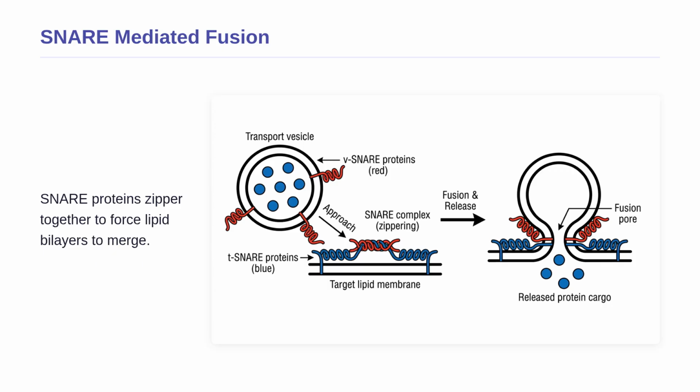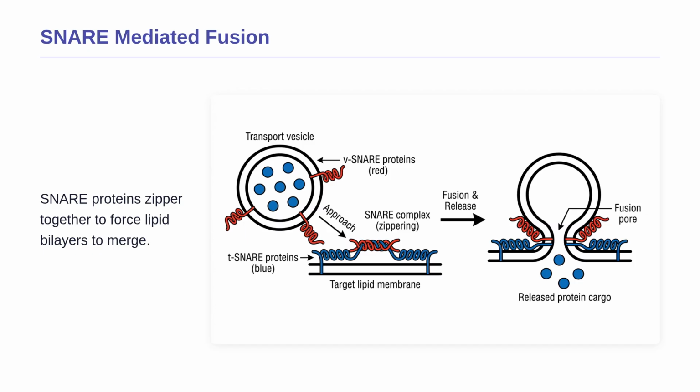Having calculated the energy of fusion, let us look at the physical structures that make it happen. In this diagram, you can see the transport vesicle approaching the target lipid membrane. Notice the red V SNARE proteins on the vesicle and the blue T SNARE proteins on the target. As they make contact, they form a tight SNARE complex, zippering together. This mechanical twisting provides the exact energy we just calculated, pulling the membranes so close that they seamlessly merge into one continuous lipid bilayer. The blue protein cargo is then successfully released into the new compartment.